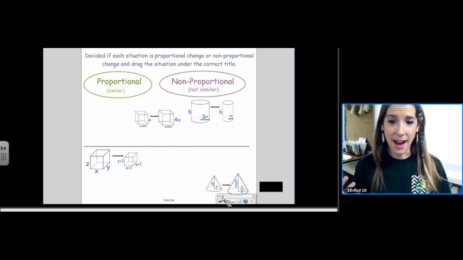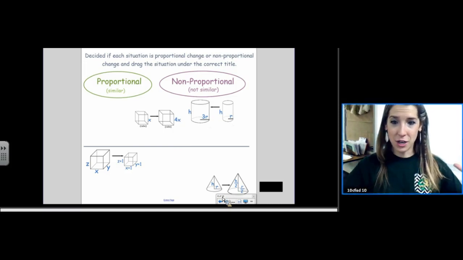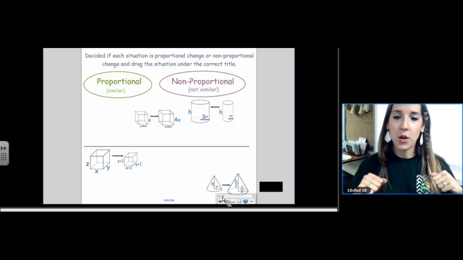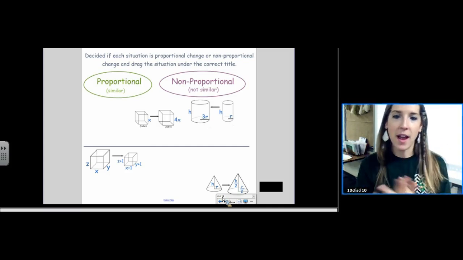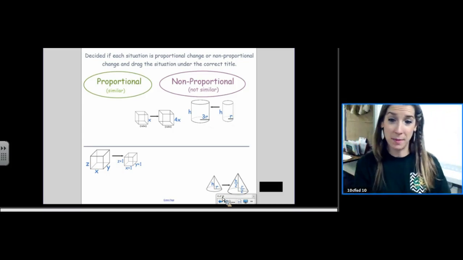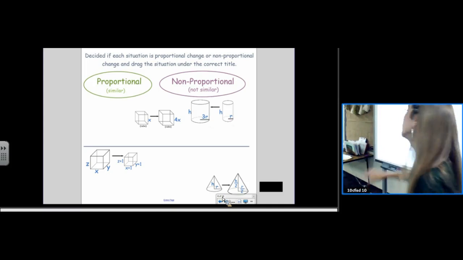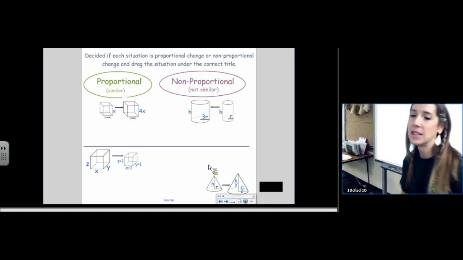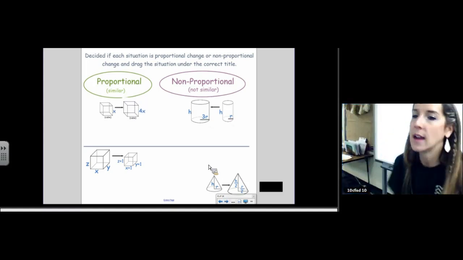We already talked about this, right? All cubes are similar. So I am multiplying my side by 4. In effect, I'm really multiplying all the dimensions by 4 because it's a cube, therefore it's proportional. I'm doing the same to everything. All right, next one.